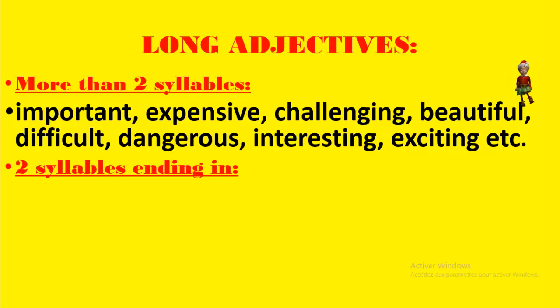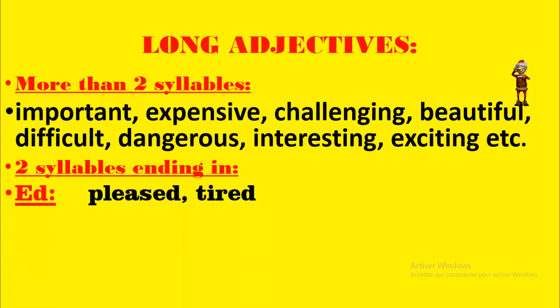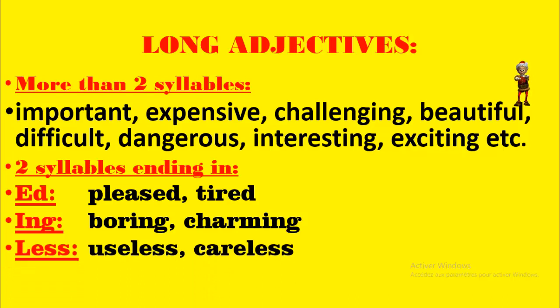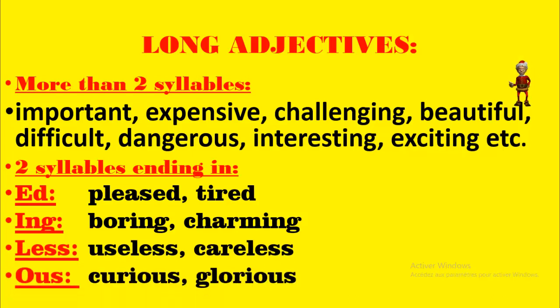Donc je disais que les adjectifs qui ont plus de 2 syllabes, ils sont considérés comme longs. And adjectives of 2 syllables ending in ed, pleased, tired, are long. Whenever you see an adjective ending in ed, it is long. Pleased, tired, bored, it is considered as long. Ending in ing, boring, charming, long. Ending in less, useless, careless, long. Ending in ous, curious, glorious, it is long.